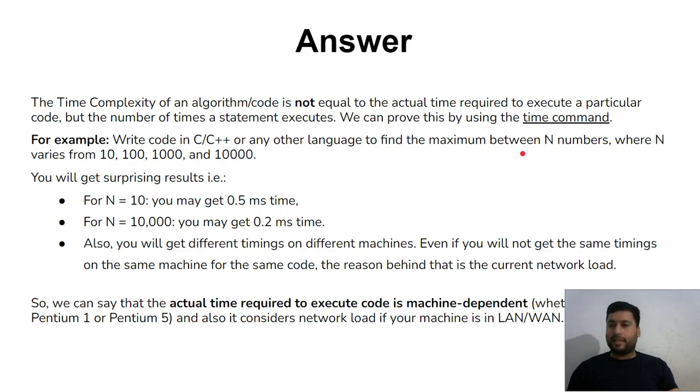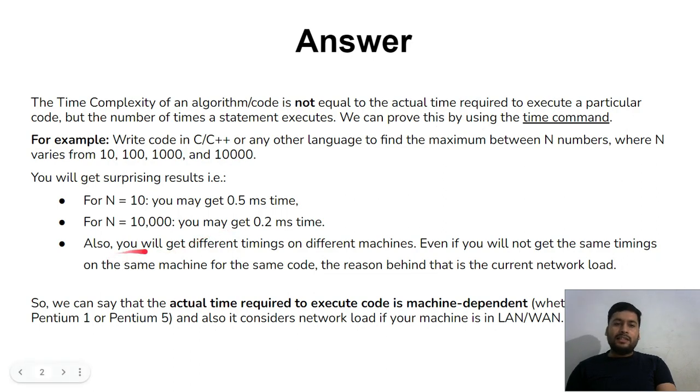For example, we have 10 numbers. In those 10 numbers, we have to find out which number is the maximum. For that, we iterate one loop and check each one to find the maximum. Here n can vary, maybe 10, 100, 1000 or 10,000. We may get a surprising result: for n equal to 10 you may get 0.5 milliseconds, and for n equal to 10,000 you may get 0.2 milliseconds.